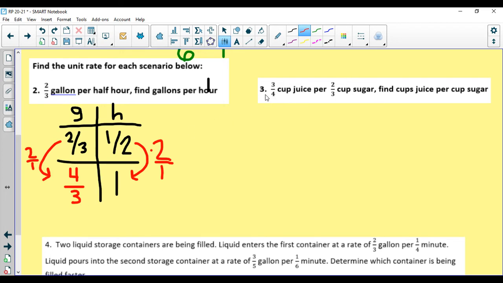Example 3: 3/4 cup juice per 2/3 cup sugar. Find cups juice per cup sugar. So pause it and try to work on it, and then hit play when you're ready to go over your work.